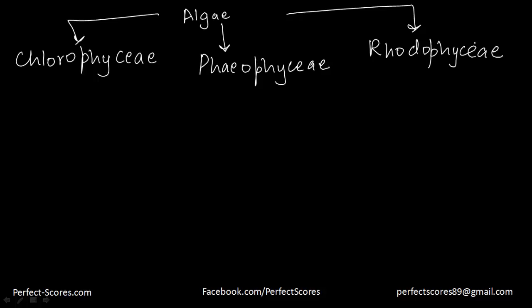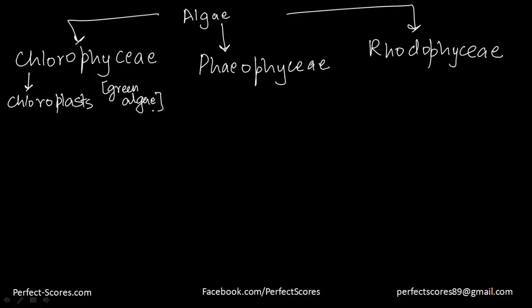Now, beginning with Chlorophyceae, why they're called Chlorophyceae is because they have chlorophyll, and chlorophyll is stored in small intracellular bodies known as chloroplasts. And it's also known as green algae commonly. As you can guess, it's from the green color that they get. So green algae is nothing but Chlorophyceae.